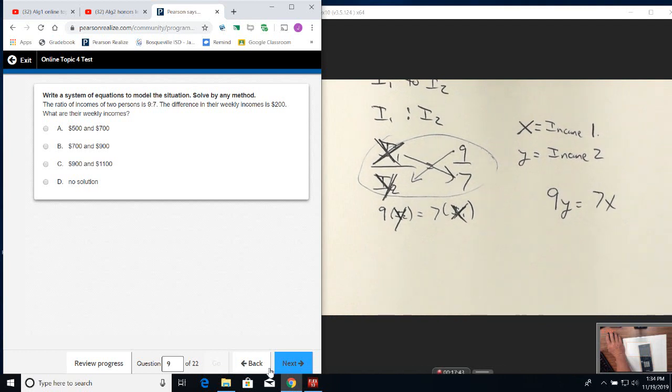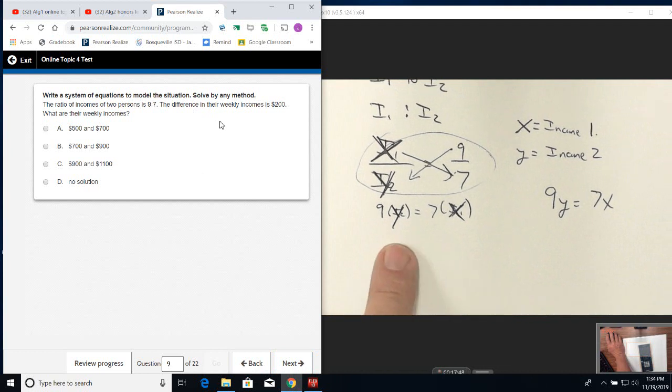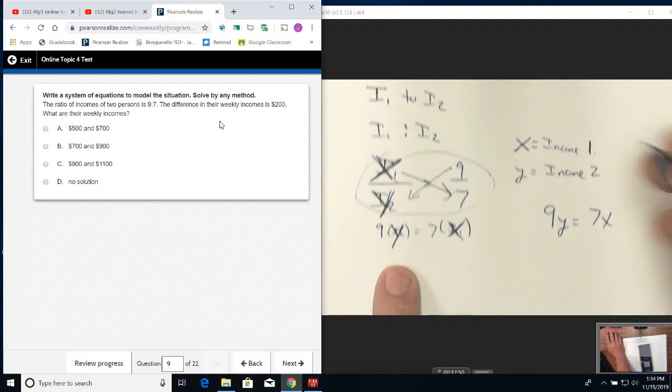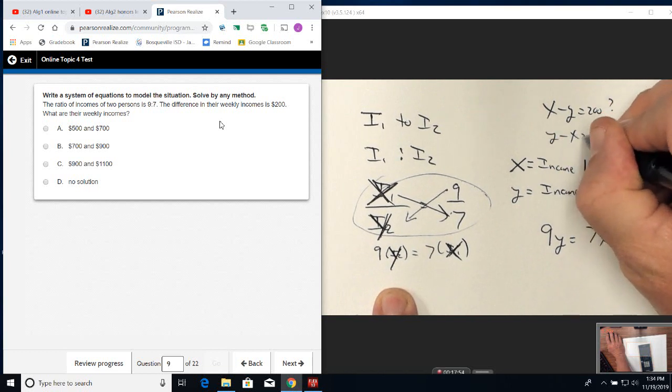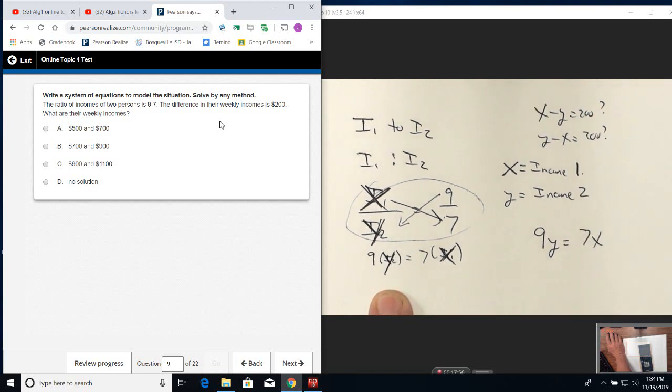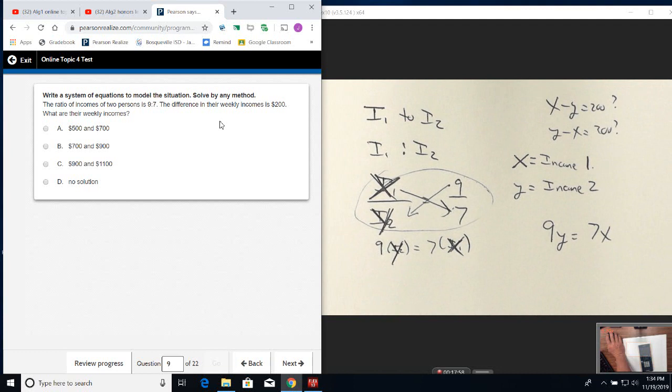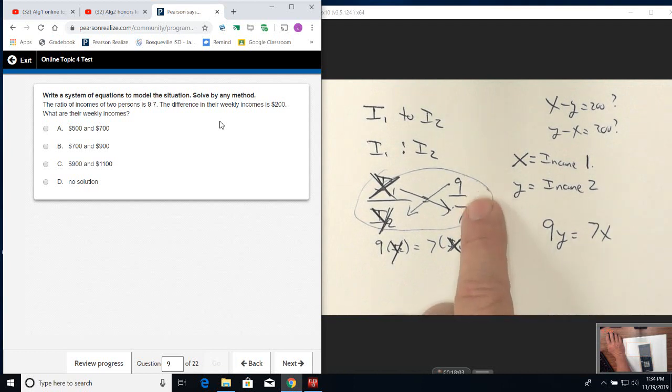Now, the second sentence tells me my second equation. The difference in their income is $200. So if I take, is it x minus y is equal to 200, or would it be y minus x is equal to 200? Which way do I write it? Because the difference means I'm subtracting the 2, right? And if I take 700 minus 900, I get a negative number versus 900 minus 700. So I got to remember, which one's the bigger income? Income 1 or income 2?